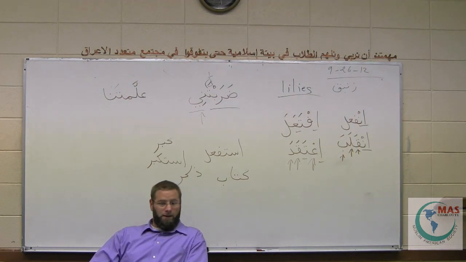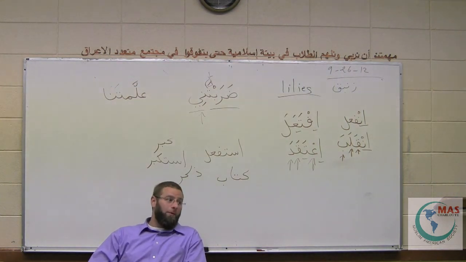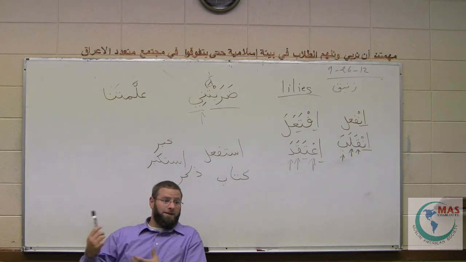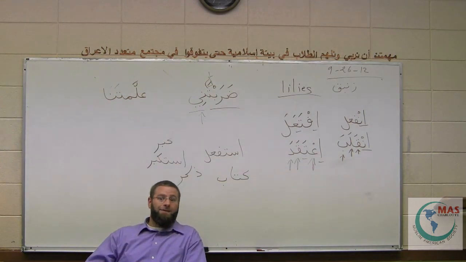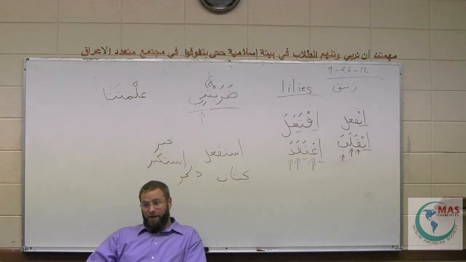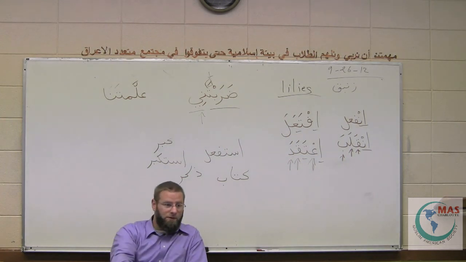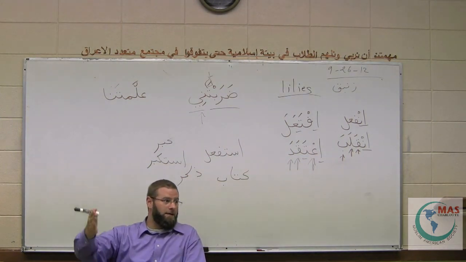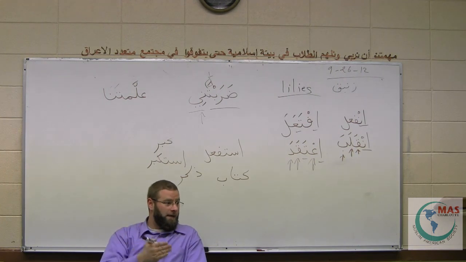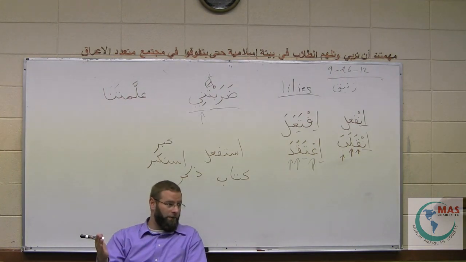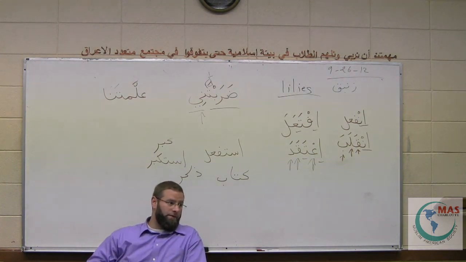Kallamani, he spoke to me. Allamani, he taught me. You see, I'm the object of his teaching. Allamatni, she taught me. I'm the object of her teaching. Allamuni, they taught me. You see? These are just using the ones we already learned for the connected doer, and just adding me to any one of those. That's going to make the object of the verb.